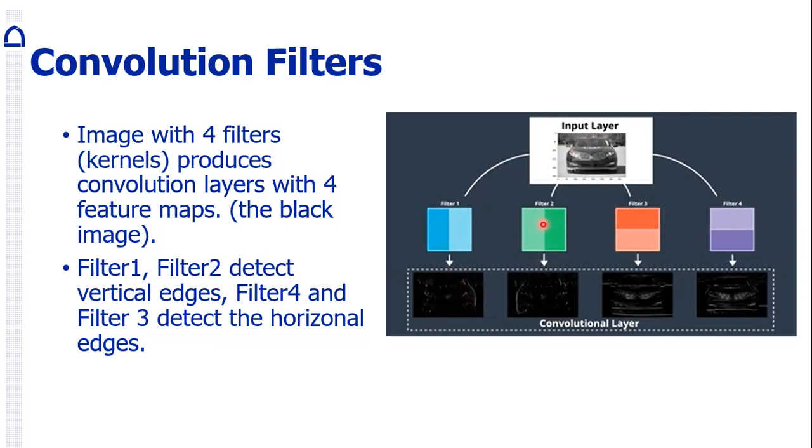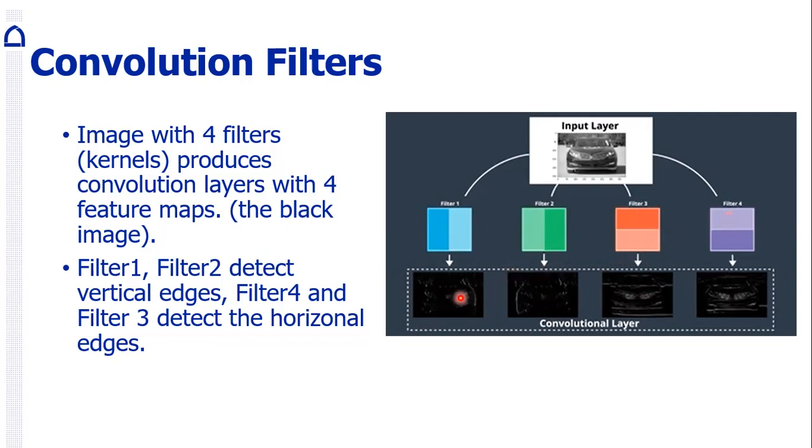Also, this one is extracting the vertical lines, but the direction of intensity is coming from right to left, and here the intensity is coming from left to right. So they are both extracting the vertical lines or edges, but in different directions of intensity. Here also, filter 3 and filter 4 extract the horizontal edges, but also in different directions of intensity.